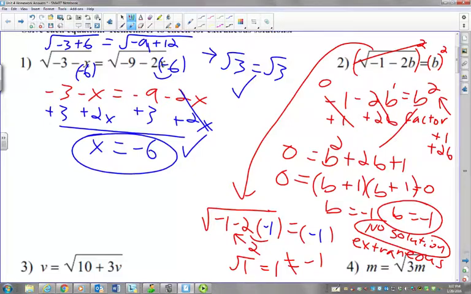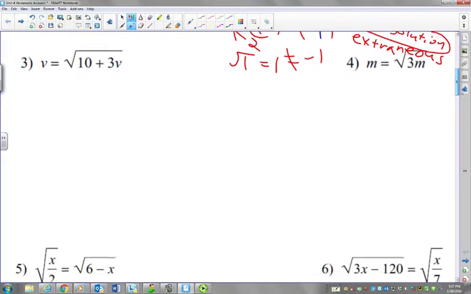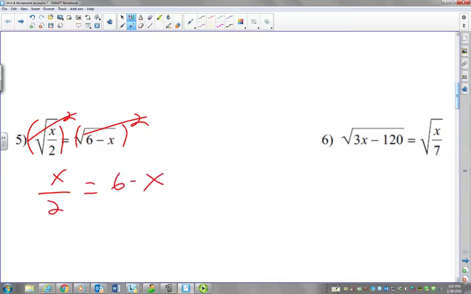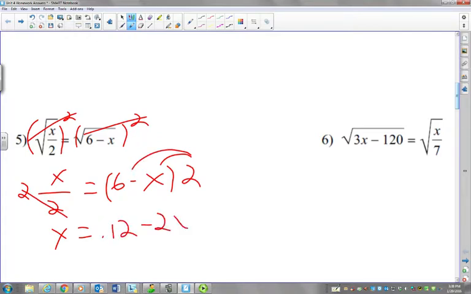And really, we took some really good notes, so everything else is basically the same thing. If you're worried about this one, this would be a supersonic fast one where the square roots go away. We're just left with x over 2 is equal to 6 minus x. Then we need to get the 2 out of the bottom, so we multiply both sides of the equation by 2. We're left with x equals 12 minus 2x, multiplying the 2 through. Then all we have to do is add 2x to the other side.